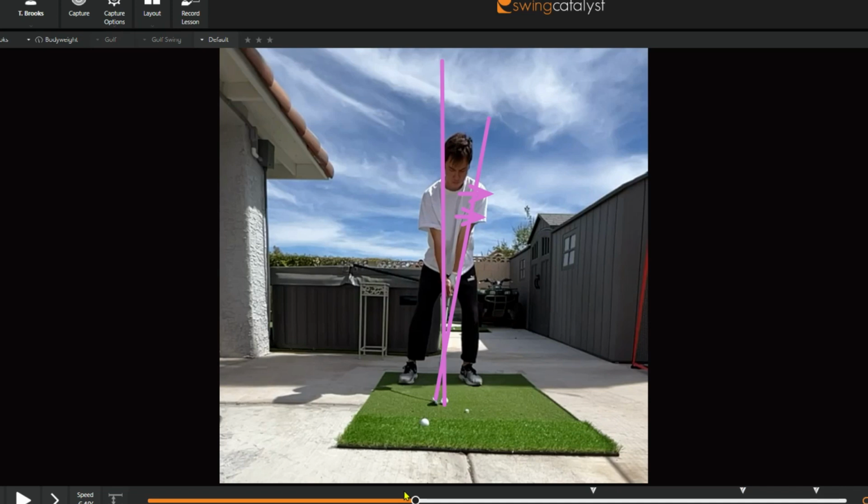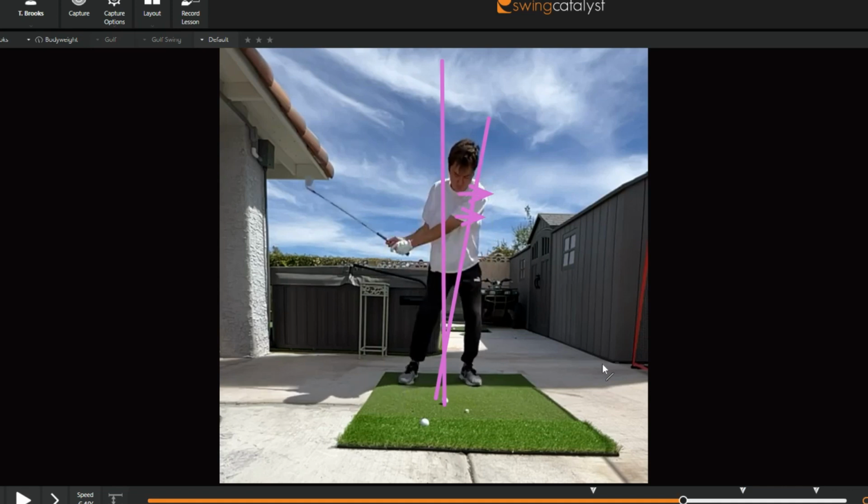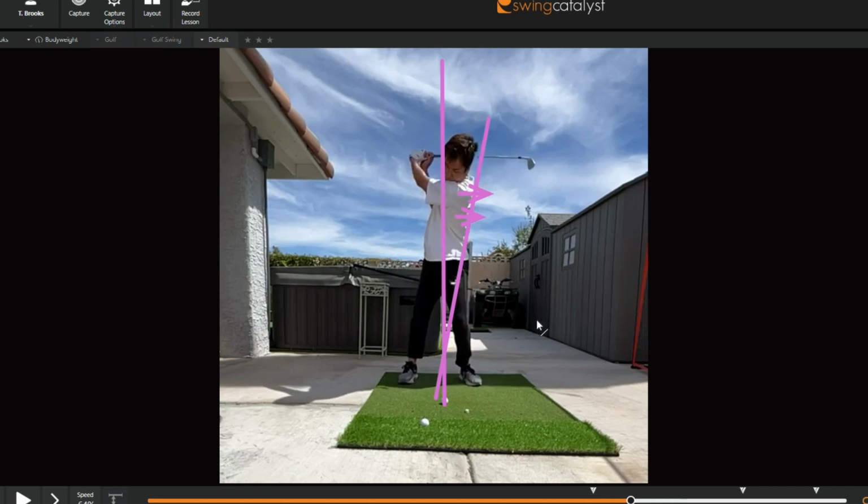and we can see as he gets down into his impact, he starts to lose some of this angle right here. You can see that right hand has a little scoop action, and now we have to think about what is going on. Why do we have to have that scoop action? So let's back it up to the top of his swing. We can see the weighting is correct.